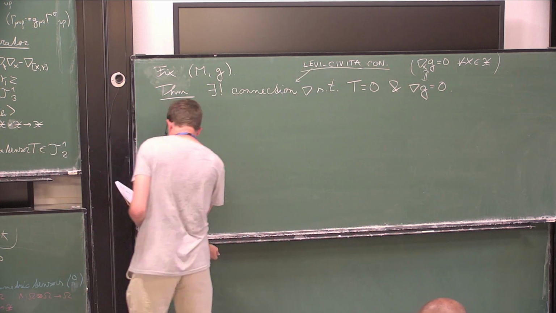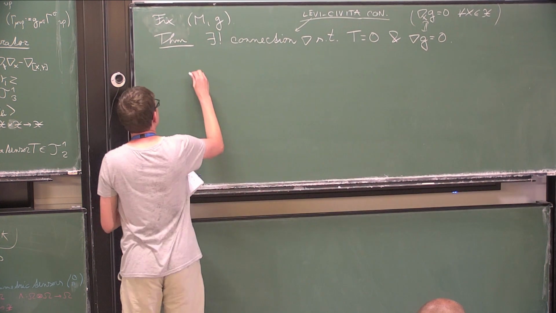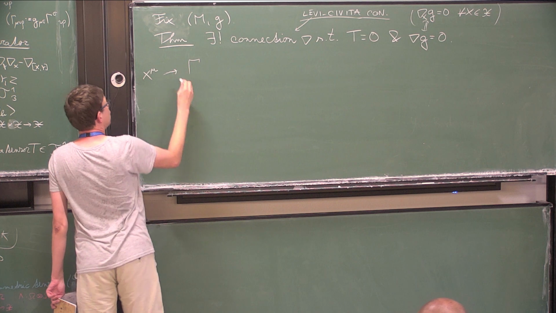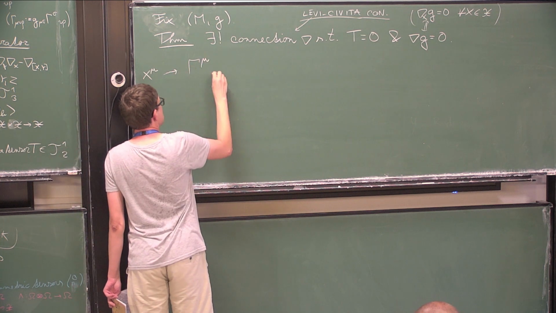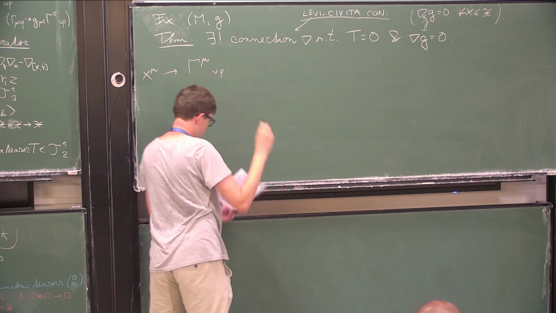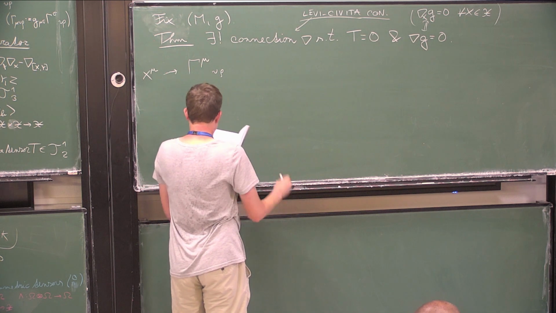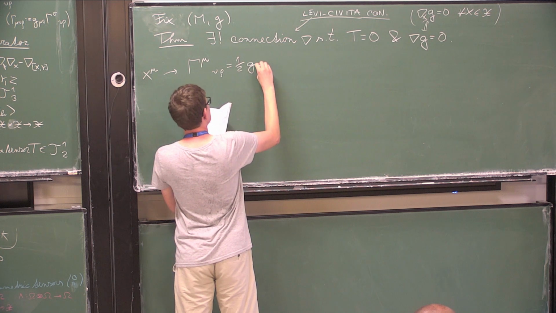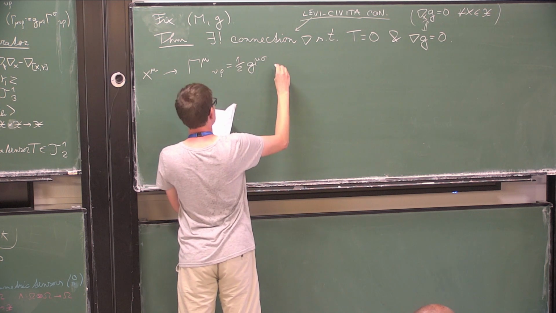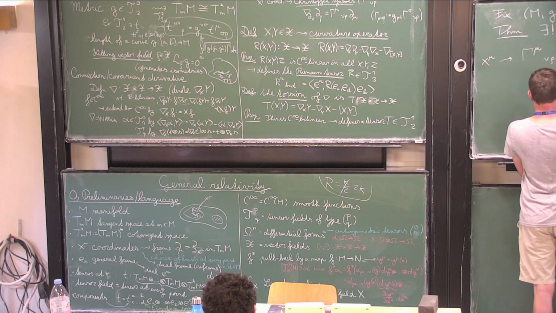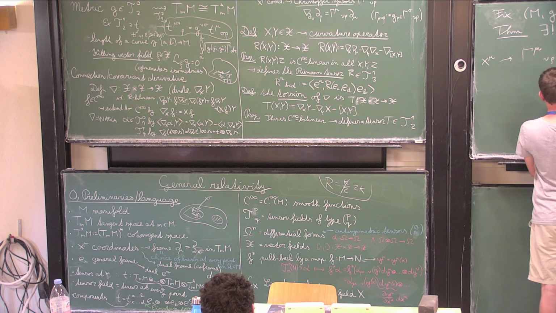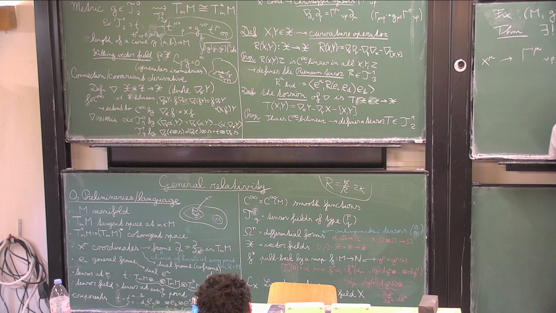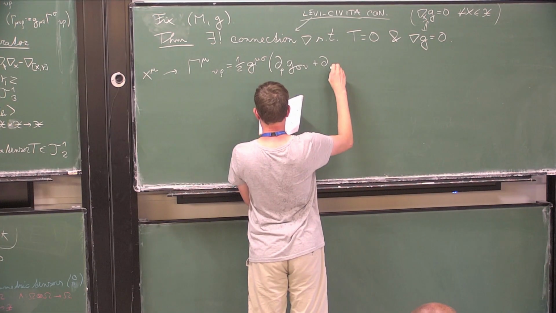And you can even write an explicit formula, which is kind of beautiful. If you pick any coordinates, you can write explicitly what this Gamma mu nu rho is: one half g mu sigma... This is just to say that there is an explicit formula for it.